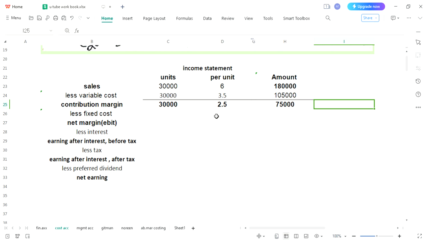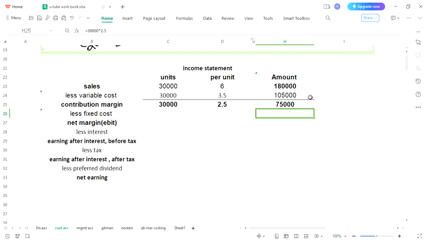The second way: since contribution margin can be calculated by subtracting variable cost from sales, the amount of sales was 1,80,000 and you subtract your variable cost, which was 1,05,000. In this way the contribution margin can also be calculated. It was just an optional way. You can subtract variable cost from sales, or you can simply multiply units by per unit. Both ways are okay. The additional method is unnecessary to be written over here, so let's erase it. It was just for your understanding.